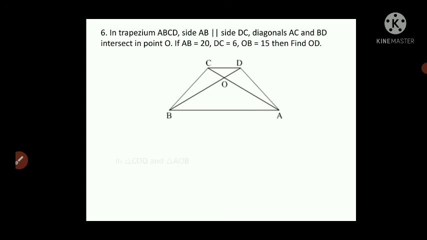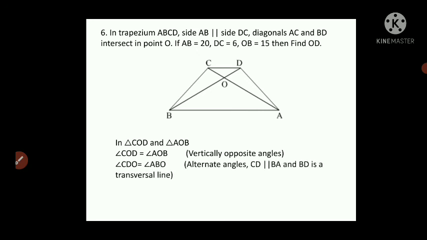Same method I will use. We will take two triangles first. In triangle COD and triangle AOB, we know angle COD is equal to angle AOB, that is vertically opposite angles. And by the parallel line property, CD is parallel to AB and BD is the transversal, so angle CDO is congruent to angle ABO. Now we know D, O, B are collinear points, so angle CDB will be equal to angle ABD. Here we have proved two angles, so by the angle test, triangle COD is similar to triangle AOB.